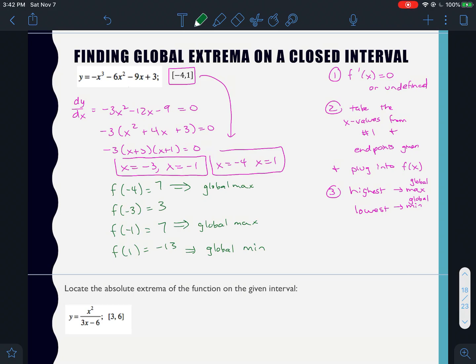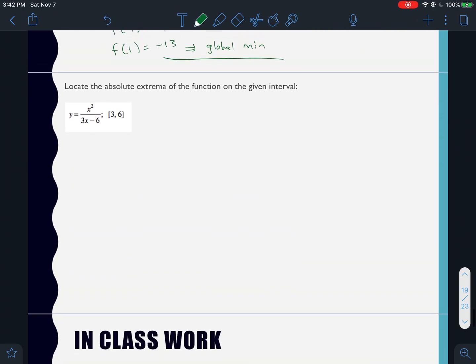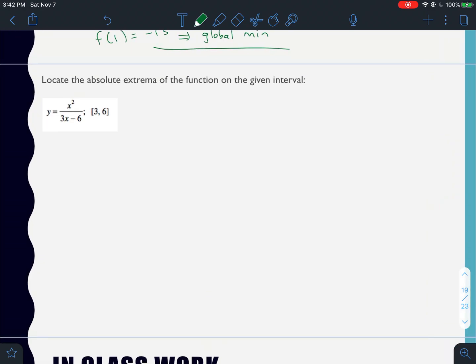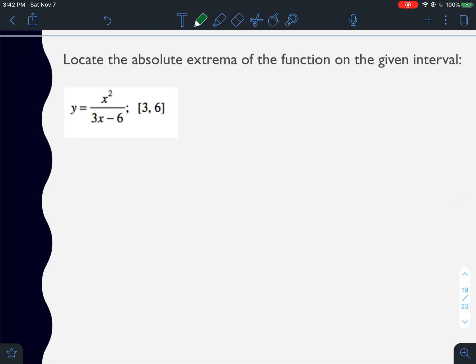So again, to find global extrema, you find the critical numbers. So find where the derivative is 0 or undefined. And you take those numbers and the endpoints that the problem will give you and plug all of those x values back into the original function. The lowest y value you get is the global minimum, which in this case was -13, and the highest y value you get will be the global maximum, and in this case it would be 7.